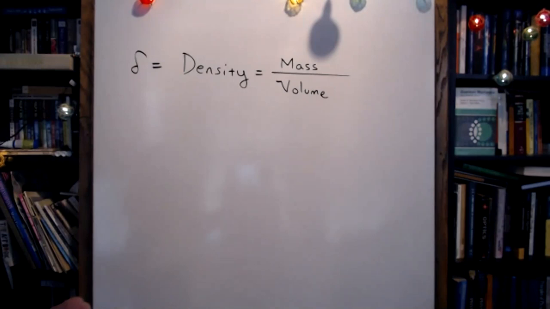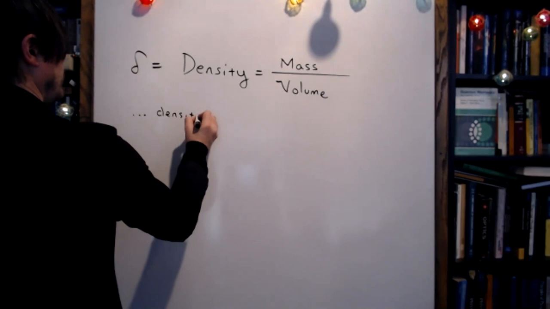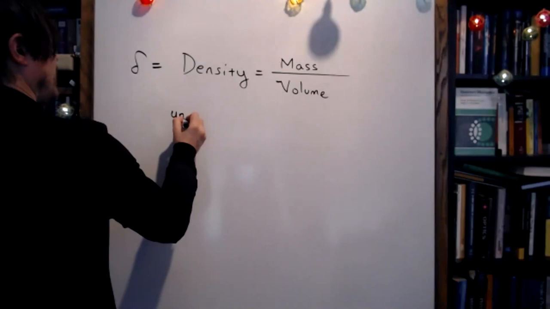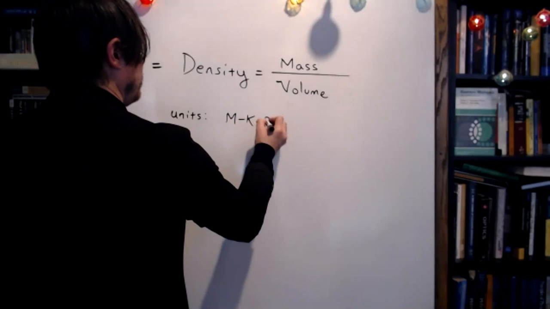And typically, we are considering in this class the density. Actually, I got an idea. First, let's talk about units. Can you guys tell me what the MKS units of density would be?